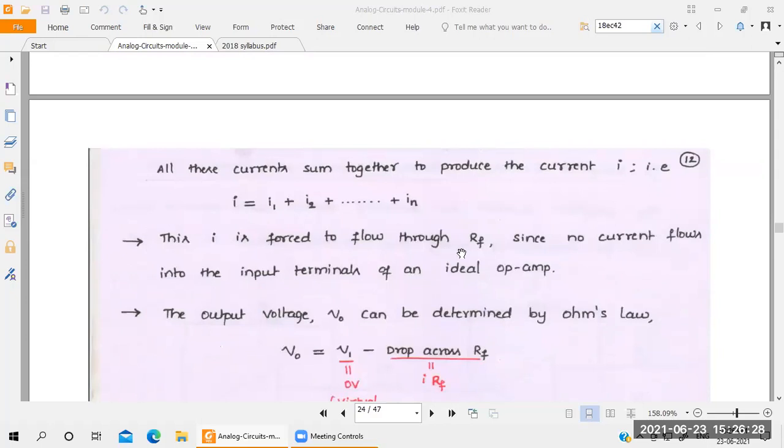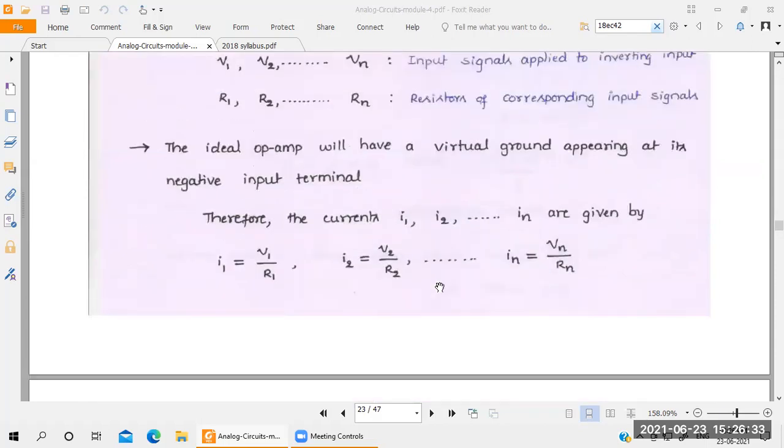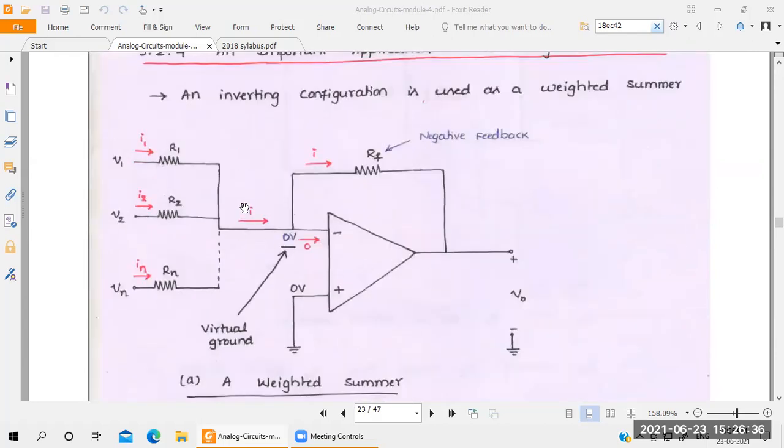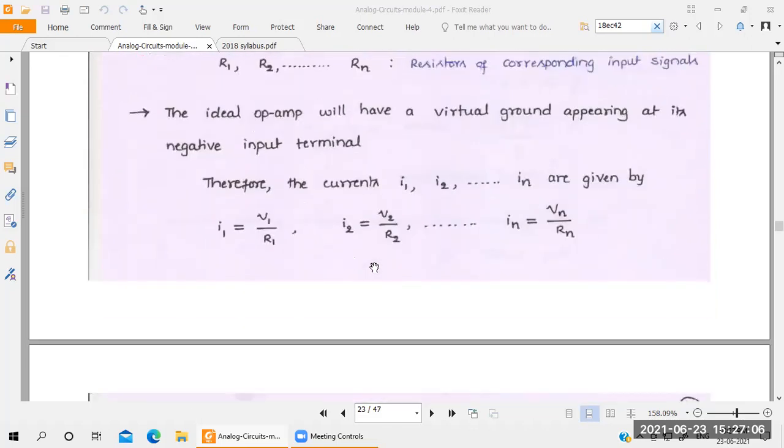Next, the sum of the currents, the total current, where does it go here? To the feedback resistance, since no current flows into the input terminal of the ideal op amp. What is the meaning of this? Here I is the total current, I1 plus I2 plus In. This total current goes to RF, but it will not go into the input of the op amp. Why? Because the input resistance of the op amp is very high, infinite, so zero current flows in. Only current flows across the feedback resistor.